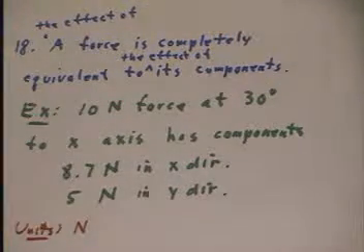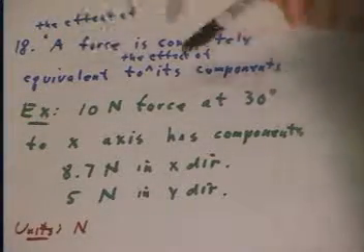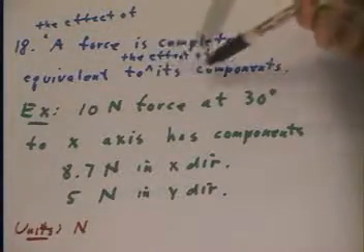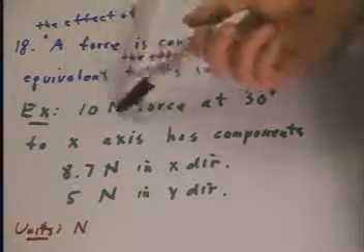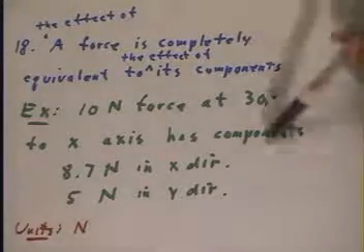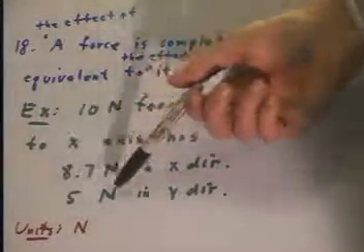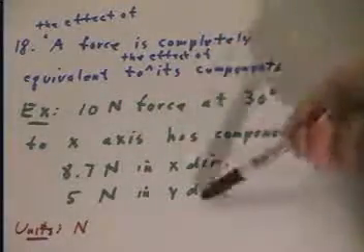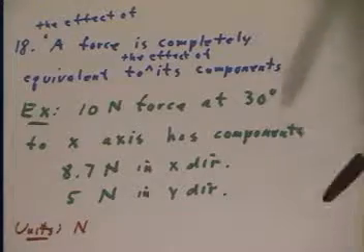And the idea goes back to the basic principle that we use with any vector quantity. The effect of a force is completely equivalent to the combined effect of its components. A typical example, a 10 Newton force at 30 degrees with respect to the x-axis has components 8.7 newtons in the x direction, 5 newtons in the y direction, as calculated by taking the force times the cosine and then times the sine of this angle.